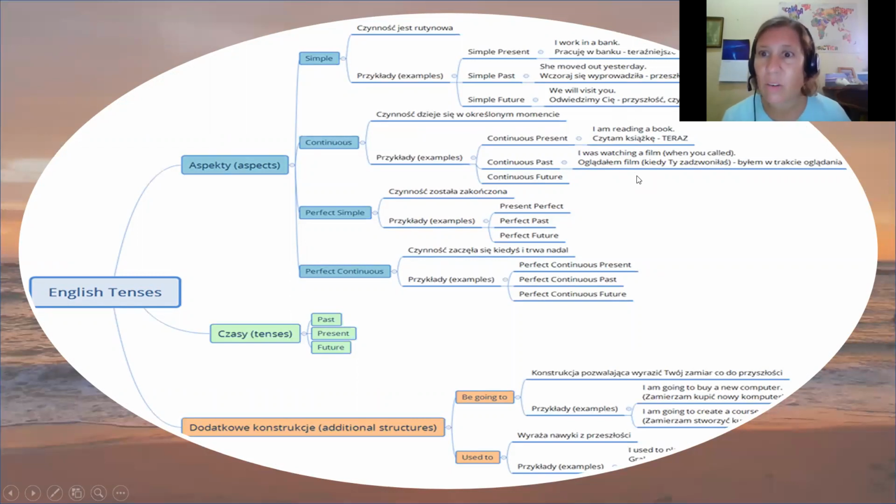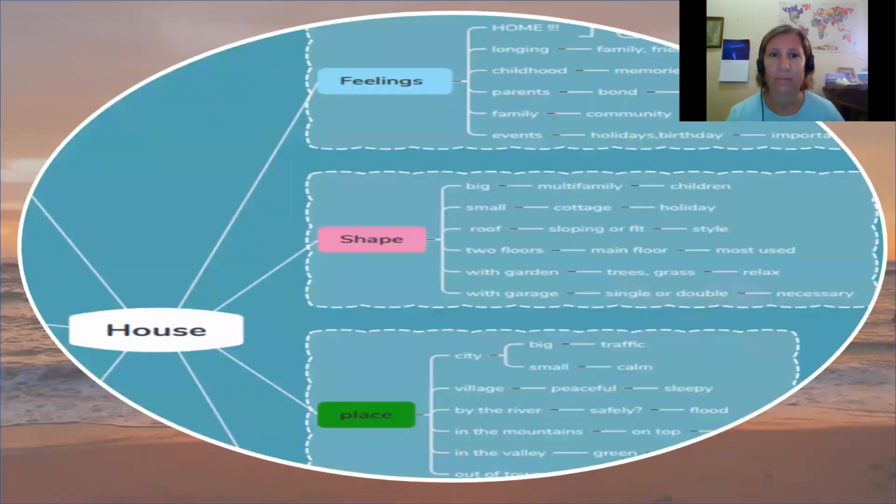You can use any language you want. If you want to mix English in your language, perfect. Right? Remember, there's no wrong way. This is your study guide. This is something that helps you to learn.